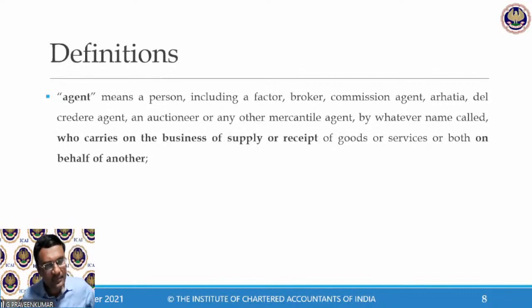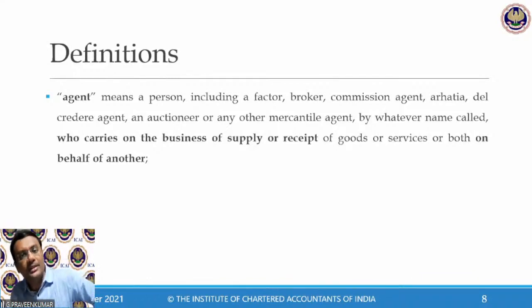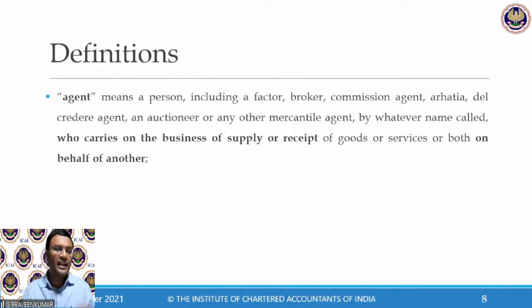Moving further, there is a term called agent which has been defined in your GST law. Refer to page number 7.3 of the Institute material, which says a person includes a broker, commission agent, arhaita, del credere agent, or an auctioneer, or a mercantile agent, by whatever name you call, who carries on the business of supply or receipt of goods or services on behalf of another.